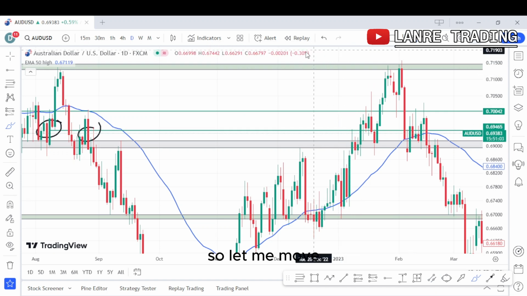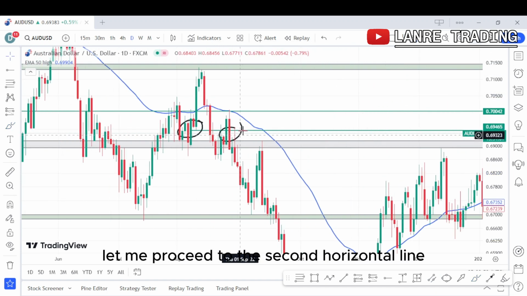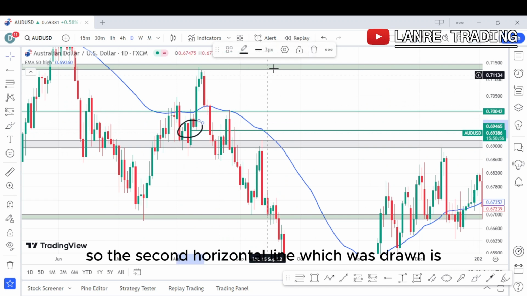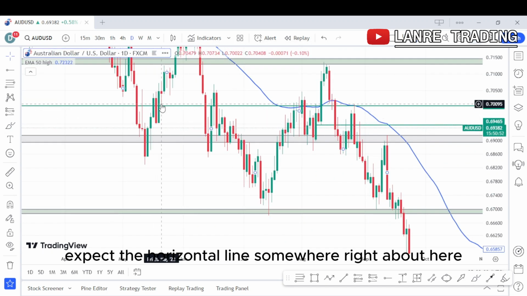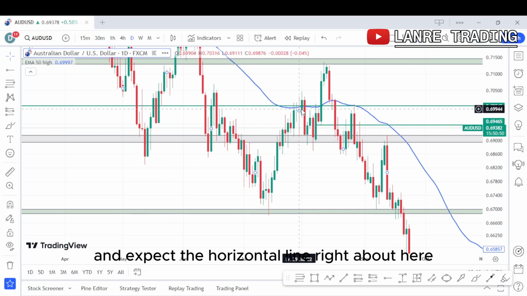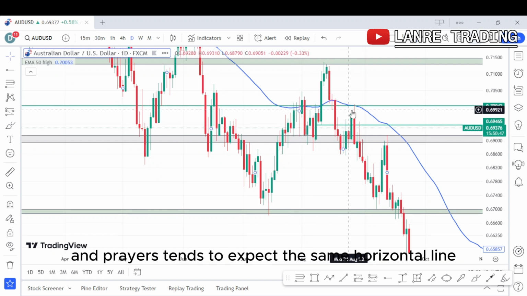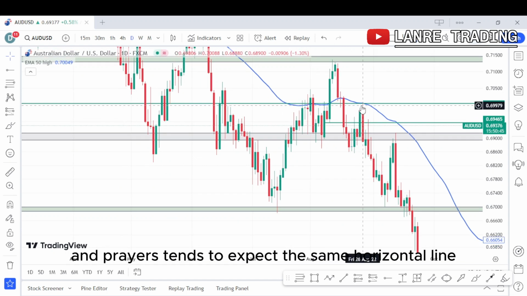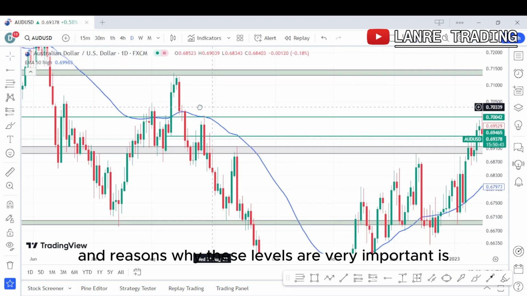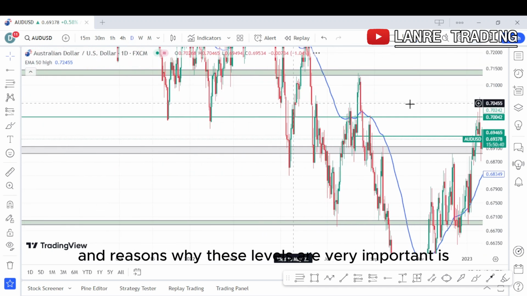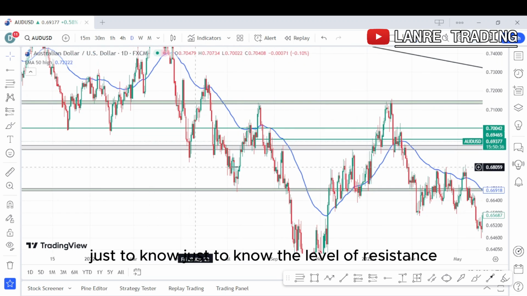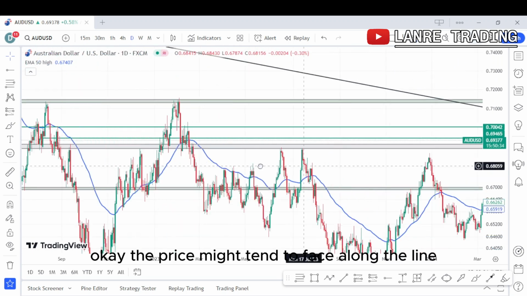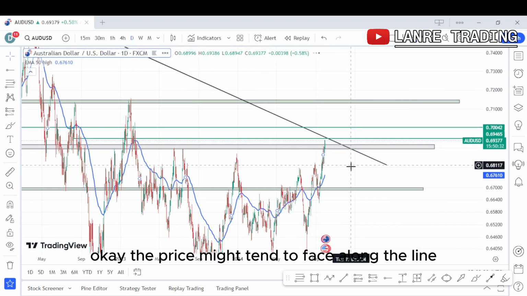So let me proceed to the second horizontal line. The second horizontal line that was drawn, if you see, price respected somewhere right about here, and respected right about here, and price tends to respect the same horizontal line right about here. The reason these levels are very important is we need to put all these levels into consideration just to know the level of resistance the price might face along the line.